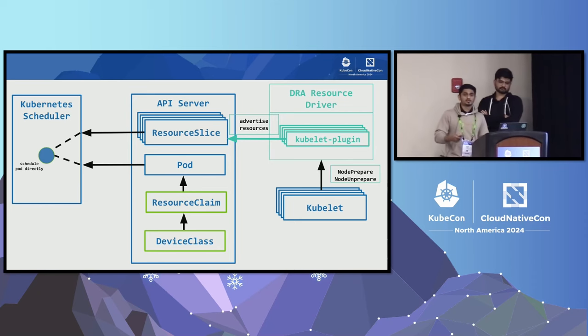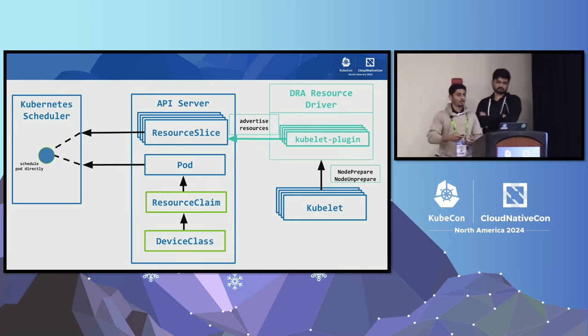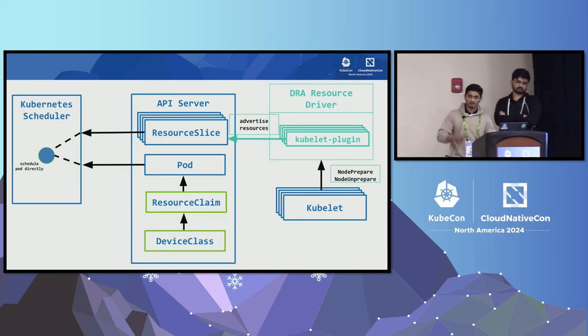So once a workload is created and the scheduler sees it, the scheduler has a list of devices that were advertised in the resource slice object, and it has a pod that wants that device to be consumed. So it will make a decision on which device it selected and put it in the resource slice status, and then it will select the node for it, and the pod lands on a node. Once it is on the node, the kubelet calls the node prepare API. That's where the DRA plugin will configure the device, GPU in this case. And once it is allocated, the pod is running.